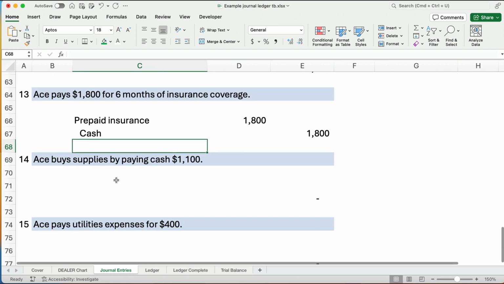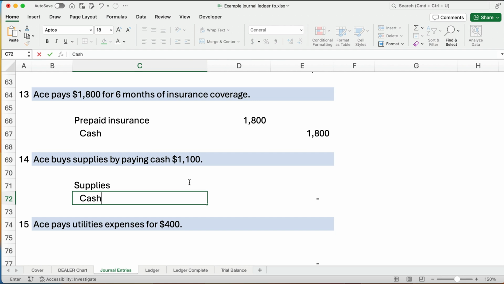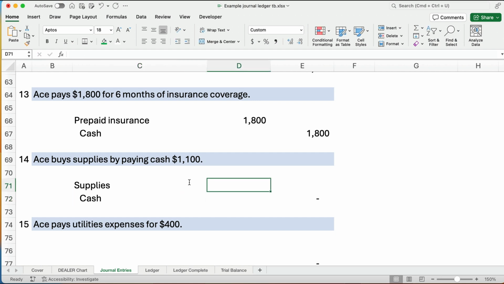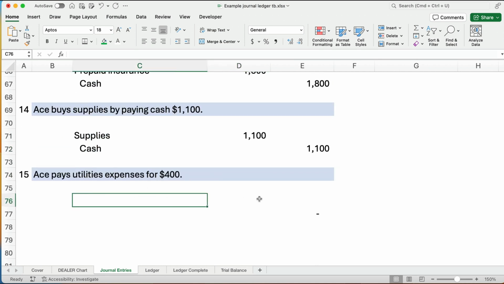All right, number 14, ACE buys supplies by paying cash. So supplies and cash, there's our debit and credit, 1100. So we have debit supplies, supplies an asset goes up. Cash obviously is an asset that goes down. All right, ACE pays its utilities expense for $400.